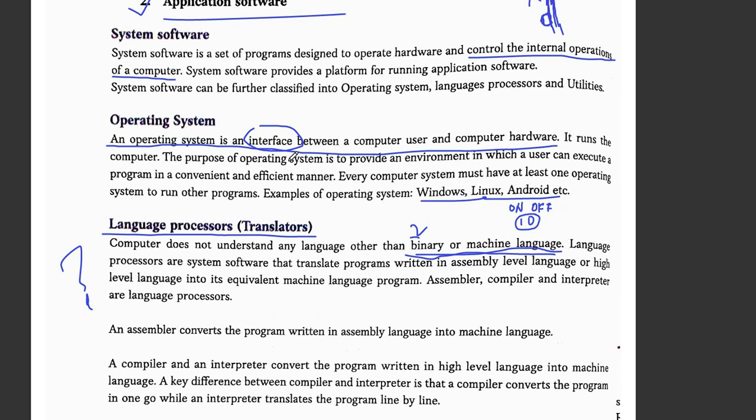Okay, so there is a translator that translates one language to another. So when we write a program, we write the program in a high level language or sorry, in assembly level language, and that program needs to be translated to the binary or machine language in order for the machine to understand.